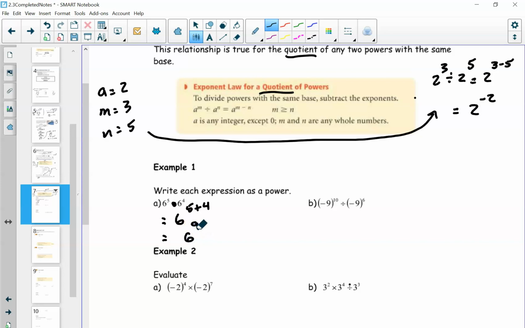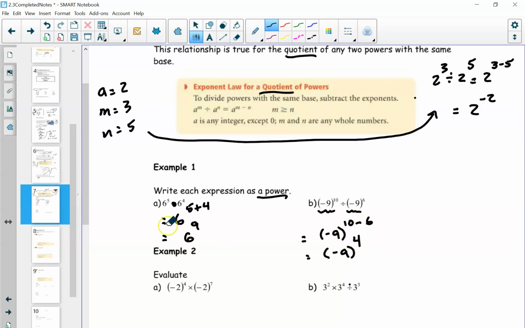Now, we don't need to actually find out what 6 to the power of 9 is. It just says write it as a power. So that's what we're doing. Remember, we can only do this if the bases are the same. In this case, the bases are both negative 9. Okay, so that's important. So you can always write the negative 9. Okay, and then we've got 10. Now this time it's division, so we have to subtract 10 minus 6. So the final answer is negative 9 in brackets to the power of 10 minus 6 is 4.